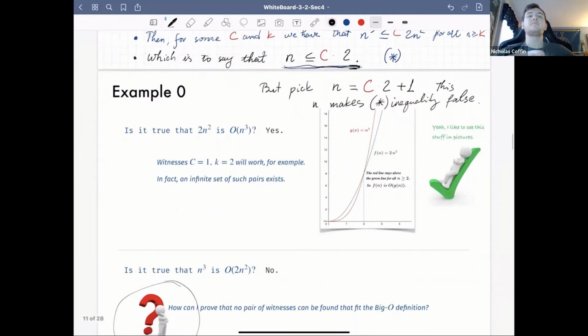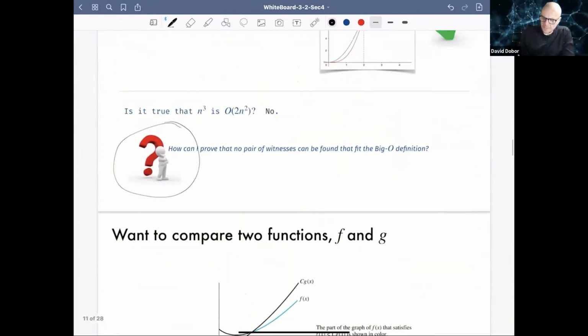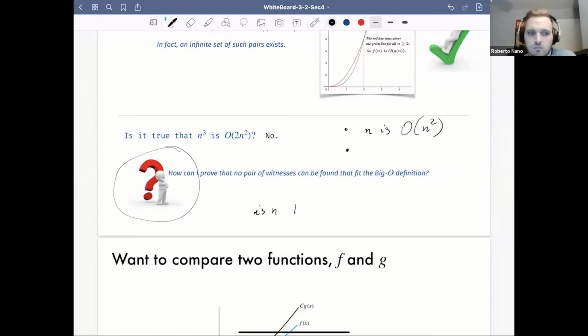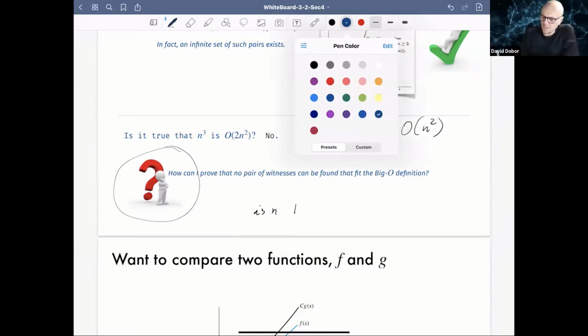So you'll have questions like, can I ask you the following sequence of questions? Which one is true? n is big O of n squared. That's true, right? So what are the C and K, if somebody asked you? Just one and one work.